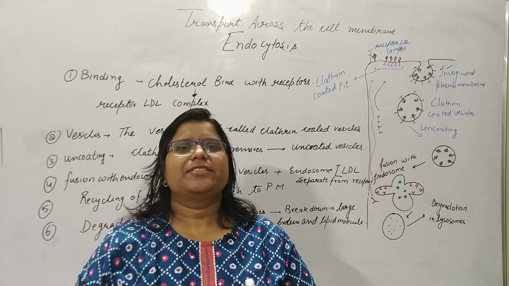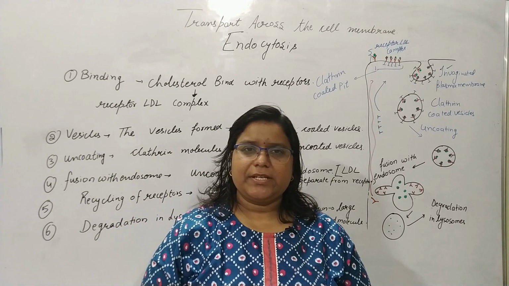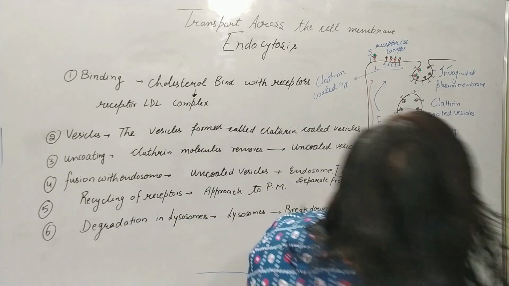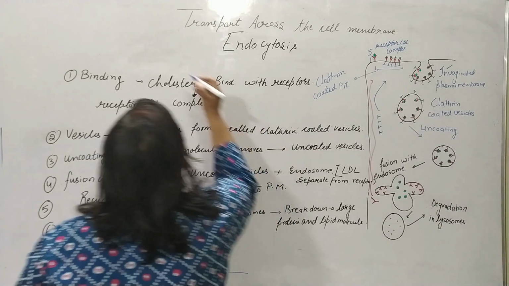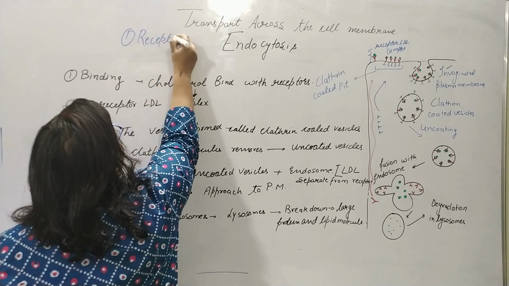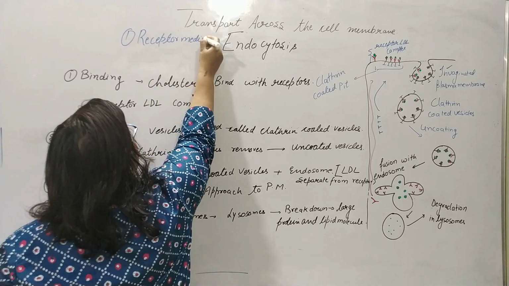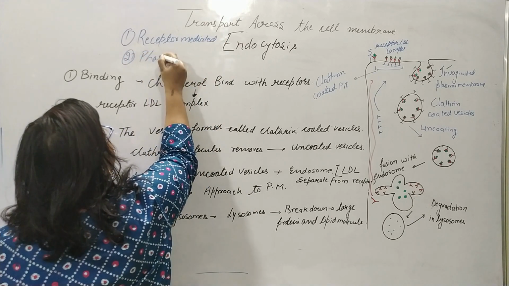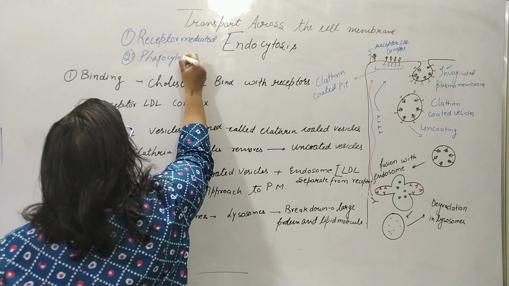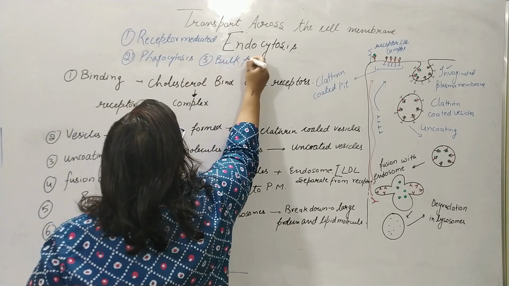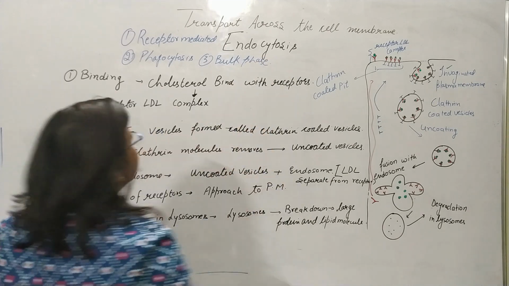Endocytosis has three types. First is receptor mediated, second is phagocytosis, and third is bulk phase. So here we will discuss the receptor mediated type.